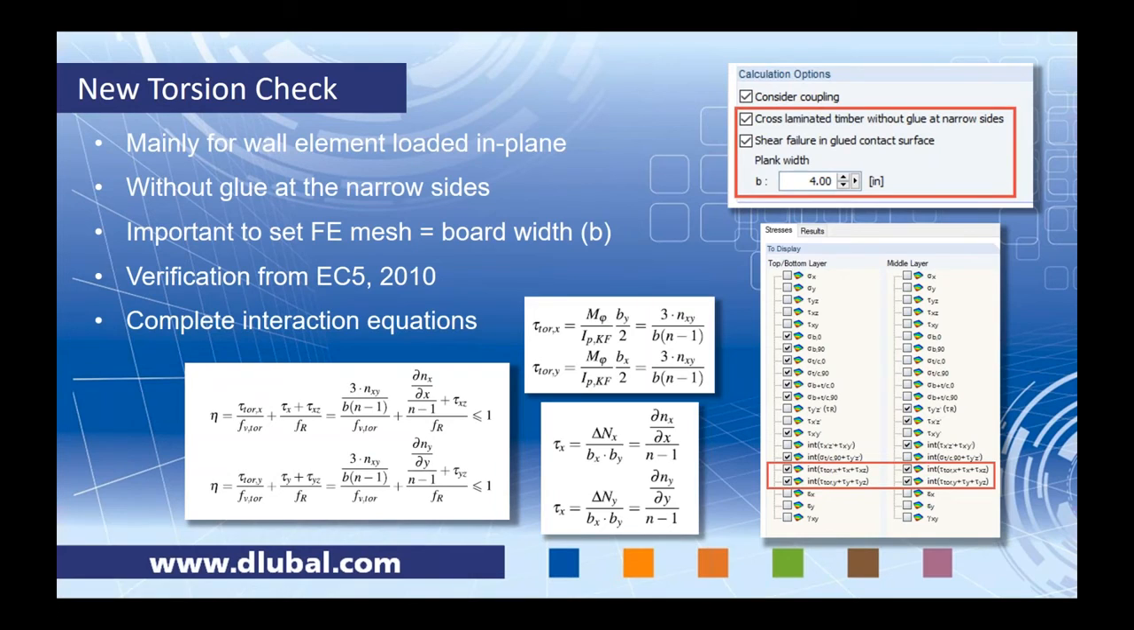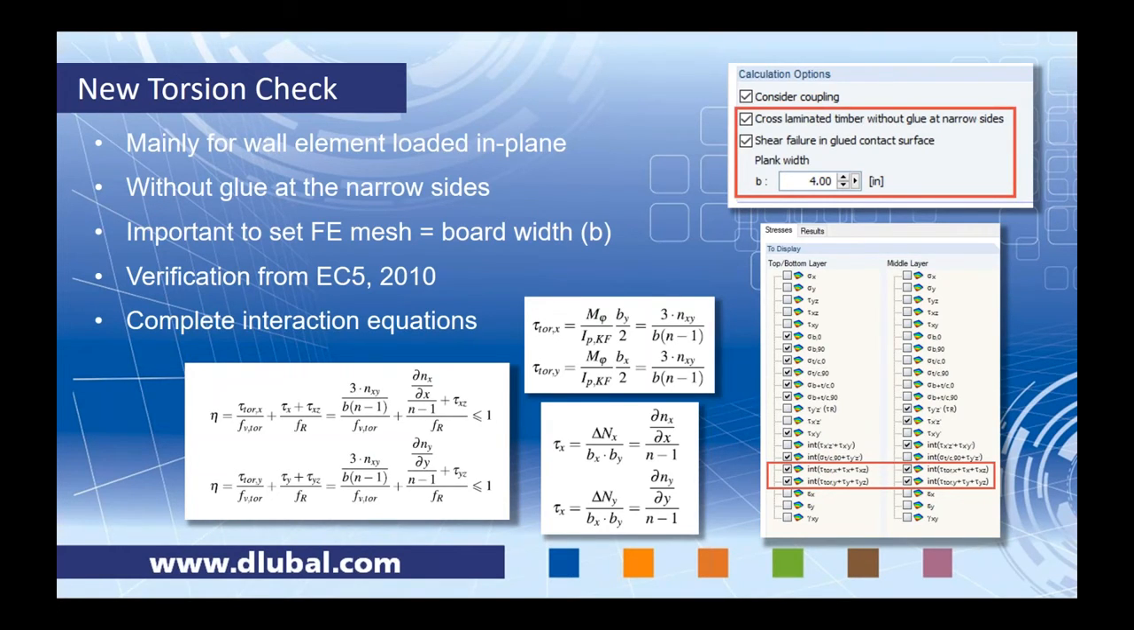And one suggestion here is to make sure that we set our FE mesh within our model to approximately the same size as our board or our plank widths. We'll be doing that a little bit later on in our example, but again, it's important because your results could be a little bit skewed if you choose an FE mesh too small or too big.